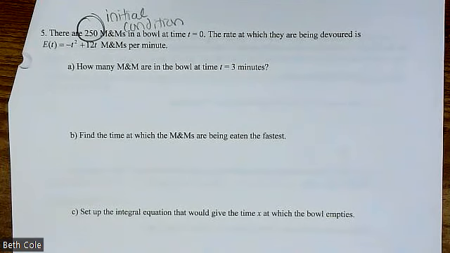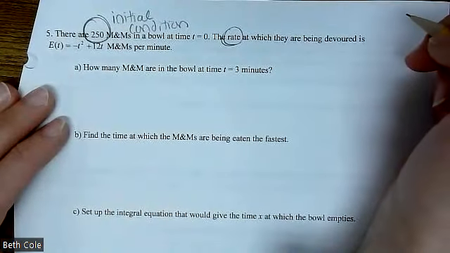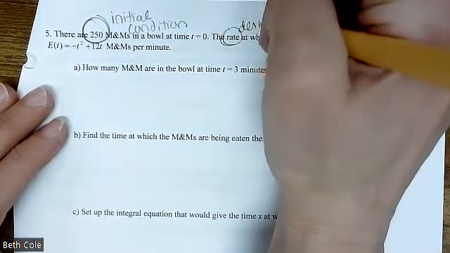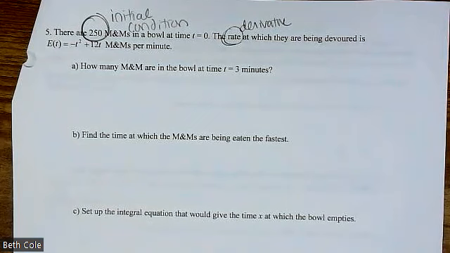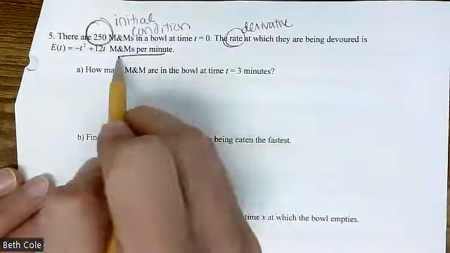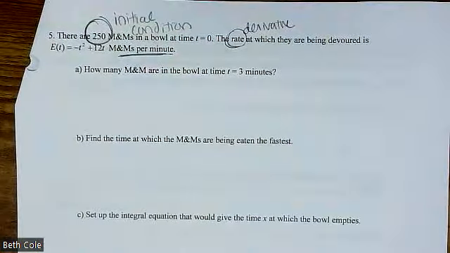So we start with 250 M&Ms in a bowl. The rate, oh, that means it is a what? A rate means it's a derivative. The rate at which they are being devoured, nom nom, is E of t equals blah, blah, blah, M&Ms per minute. That's another thing that tells you it's a derivative, something per something else. So it's like dissecting what they gave you there.